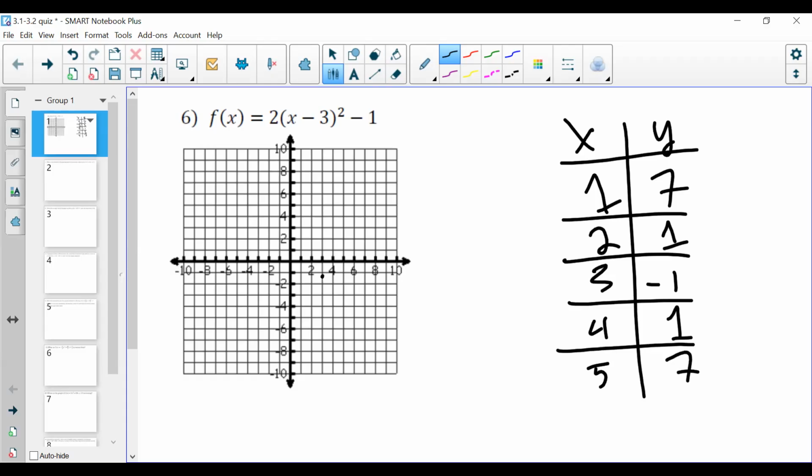So I have (3, -1), (4, 1), (2, 1), (5, 7), and (1, 7). Yeah, if you have questions, go ahead and ask.